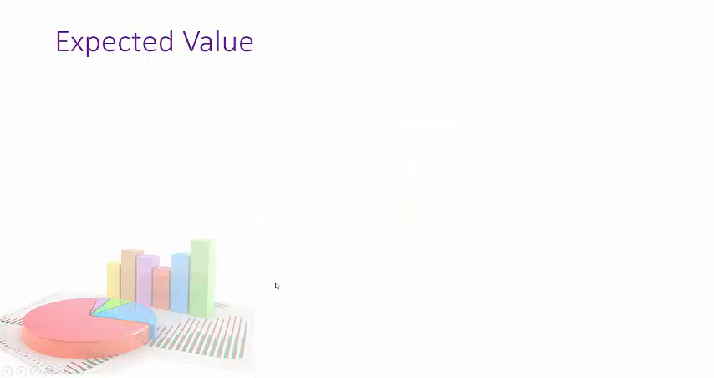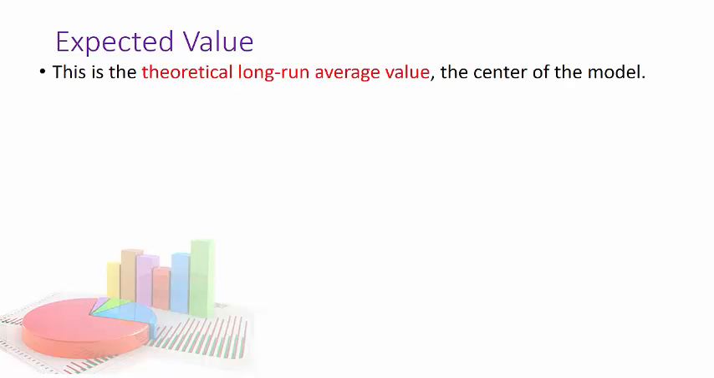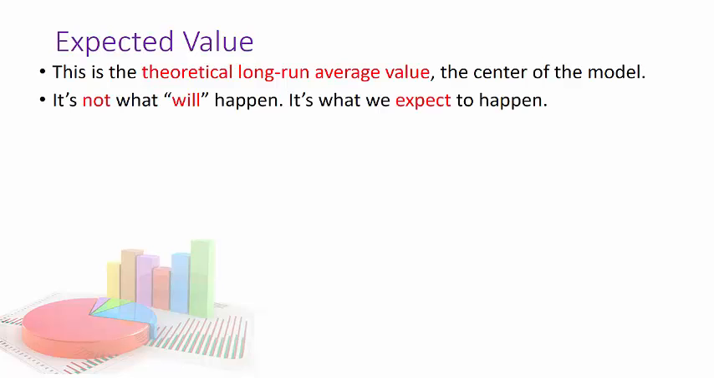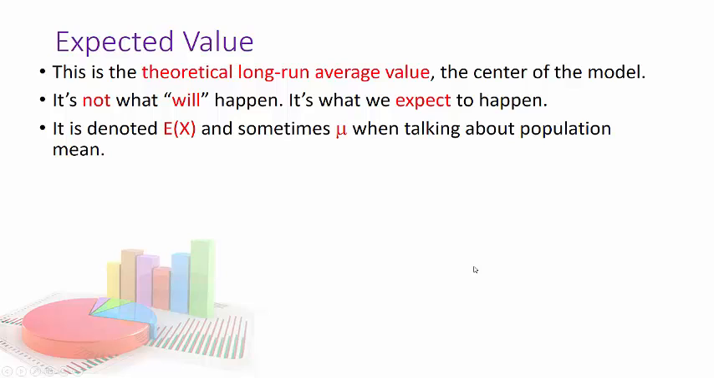Now, expected value is something that we're really interested in with probability. This is basically the theoretical long-run average value. Are you going to win money or are you going to lose money? And that's a lot of what it comes down to. And it's not what will happen, it's what we expect to happen, and really over the long run, not on a particular instance. We denote it or write it as E of x, and sometimes we write it as mu when talking about the population mean.